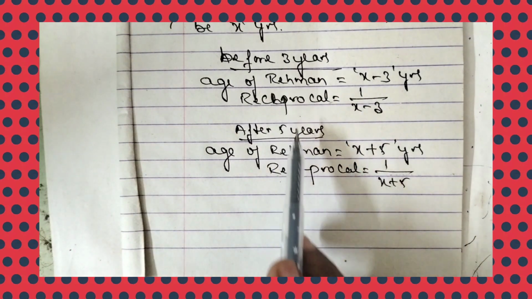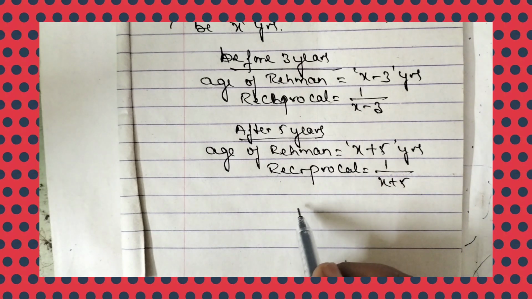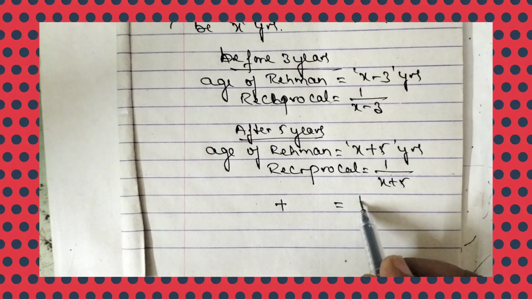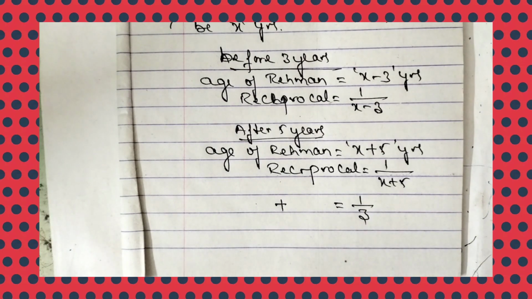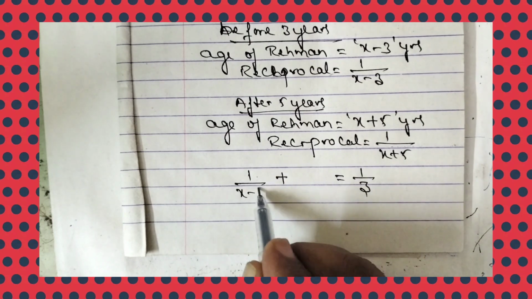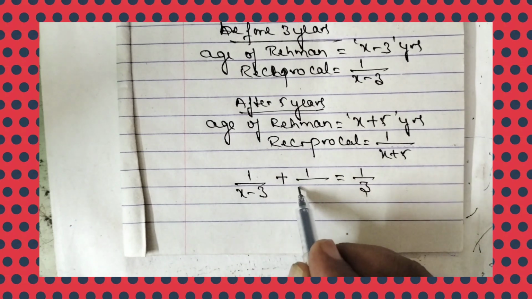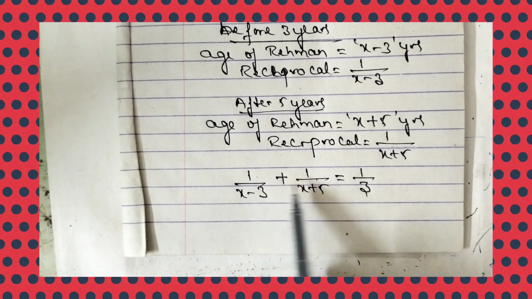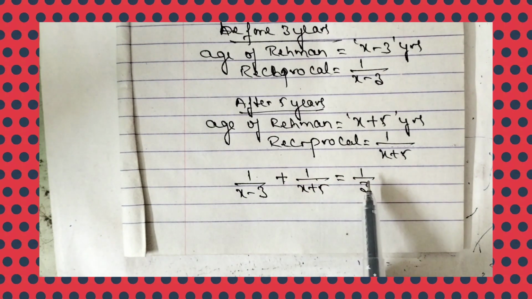Now if you add these two reciprocals, it will be equal to 1/3. So now what is the first reciprocal? 1 divided by x minus 3. What is the second reciprocal? 1 divided by x plus 5. If you add these two, you will get 1/3.